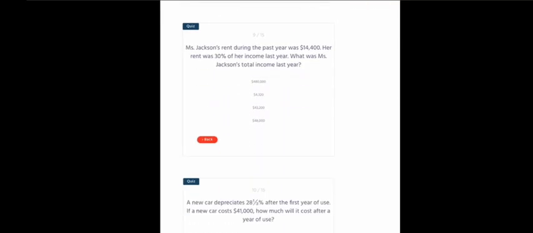Number 9 says, Miss Jackson's rent during the past year was $14,400. Her rent was 30% of her income last year. What was Miss Jackson's total income last year? So this question is interesting because it doesn't give you a whole, it gives you a part. It's saying that this was 30% of her income. The income is the whole, this is the part.